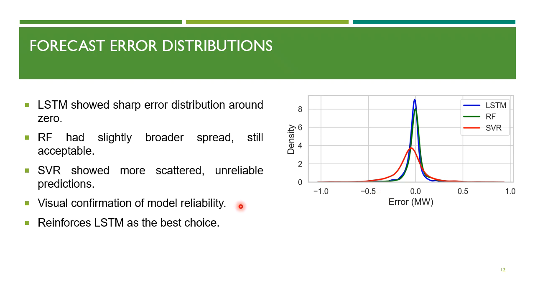These plots visually reinforce the numerical results from the earlier comparison slides, which showed that the LSTM and the random forest have good performance, with the LSTM having a slightly better performance than the random forest, and SVR having the worst performance amongst the algorithms.